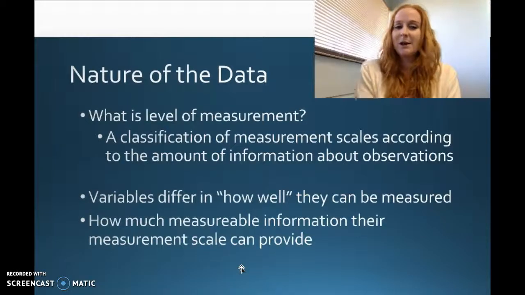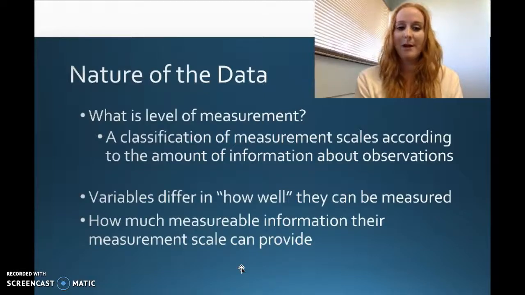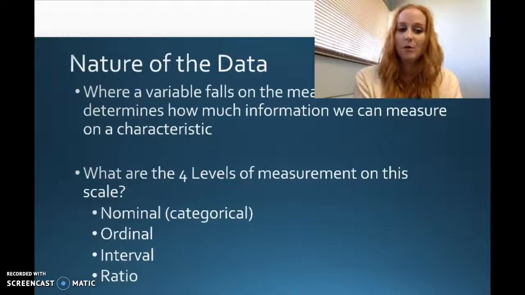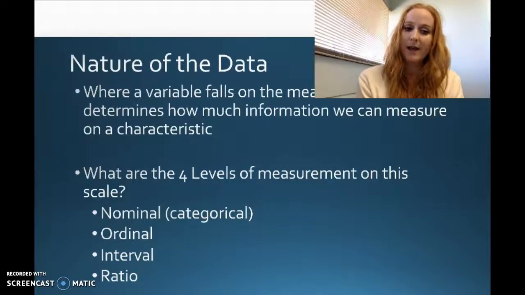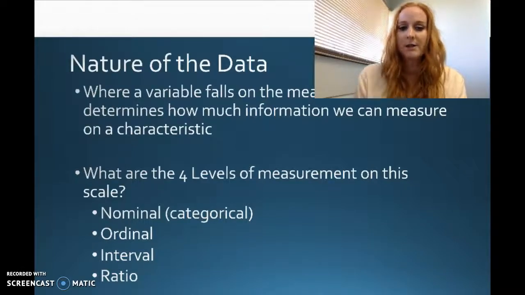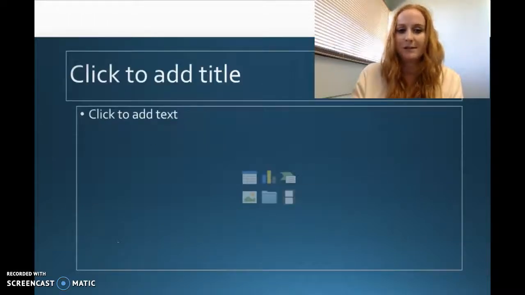So level of measurement is just how we classify measurement scales according to the amount of information in there about those observations. Variables will differ in how well they can be measured and how much measurable information their scale can provide. So you probably saw these in the assignment 1, nominal, ordinal, interval, and ratio. Where a variable or an observation falls on that level will tell us how much information we can measure. Okay, so those are the 4, again, nominal, ordinal, interval, and ratio. So let's take a time out for an example.